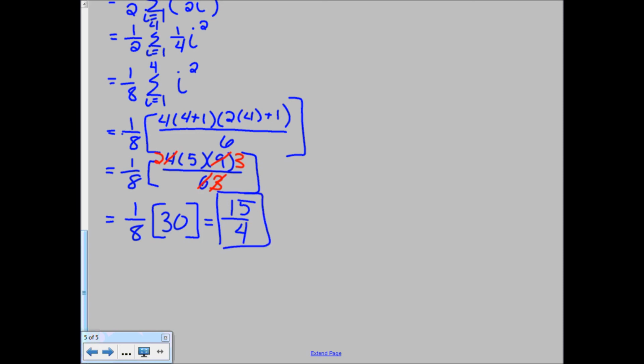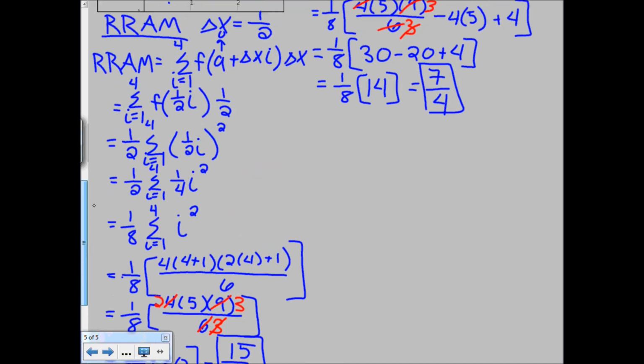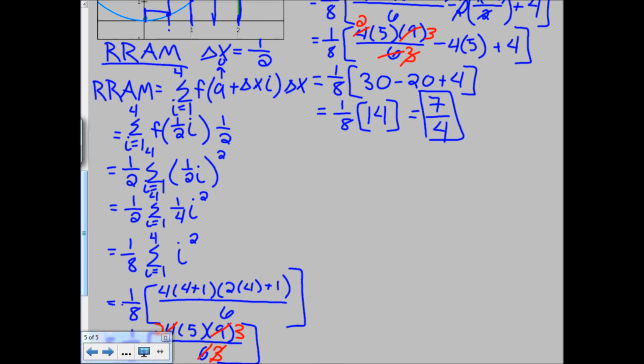So that would be your RRAM approach for finding the area, which if you notice, 15 over 4, we already determined that RRAM was going to be the upper sum, and we can show that with our answer because 15 over 4 for the RRAM was much larger than the 7 over 4 for the LRAM approach. So I hope this helped today. That's just a simple example of how to use the Riemann sum approach to find area under a curve.